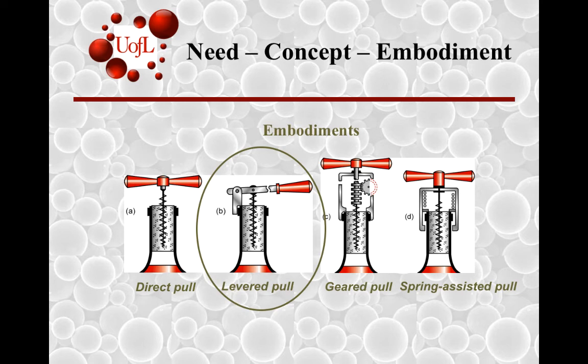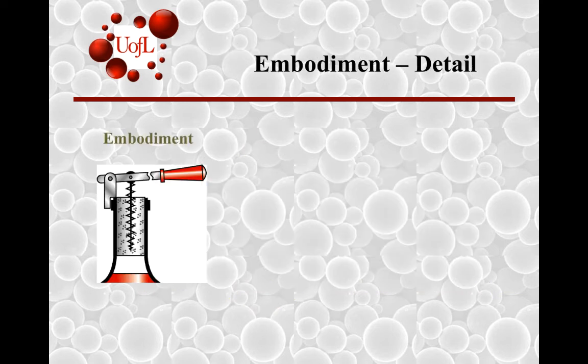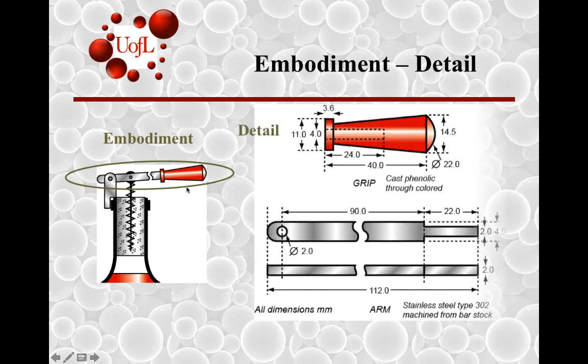So let's take a look again when you finally look at levered pull. And so now you get into details in terms of the embodiment. So you have to apply a certain amount of force. What does it look like? So this grip will be made into these kinds of dimensions to satisfy the strength requirements. This grip will be made out of a plastic. It's called phenolic, and it will be manufactured through a casting operation.